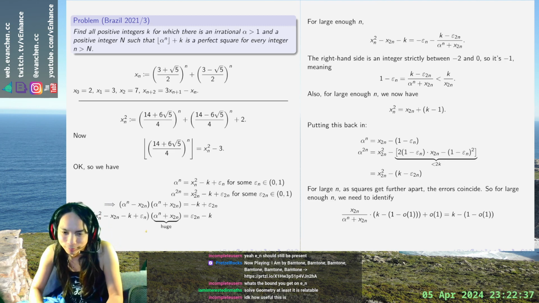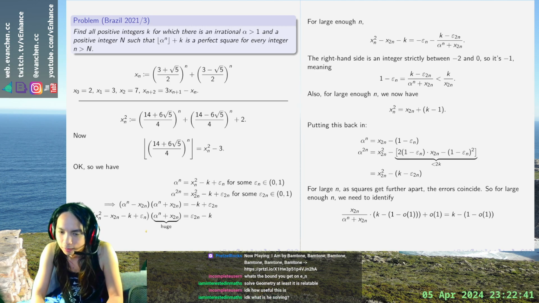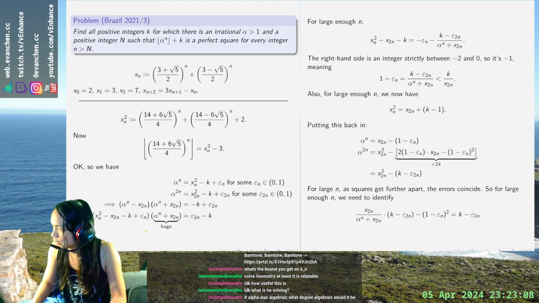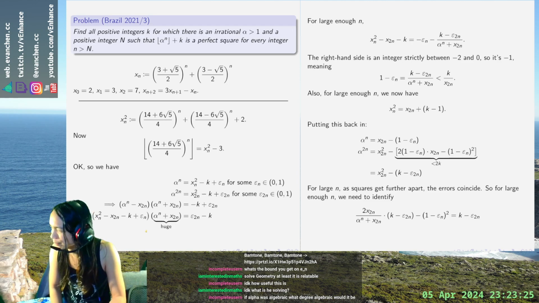Okay, let me not. We think k is supposed to be equal to 3, right? So this is like 3 minus 1 over 1/2. Oh, I dropped the factor of 2. That's why. Okay. Wait. What? No. Stop. No!